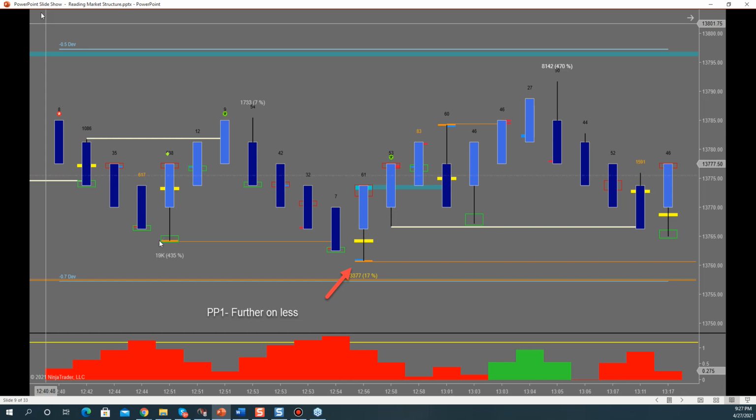Same type of situation. The market came down here on 19,000. Then it came down even more on 3,300. That is a huge difference, right? And it just went a little bit further. It didn't go 30 ticks further. It just went a little bit further, with only 17% of the volume.